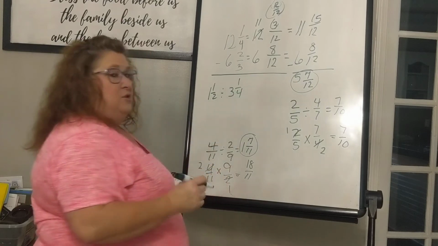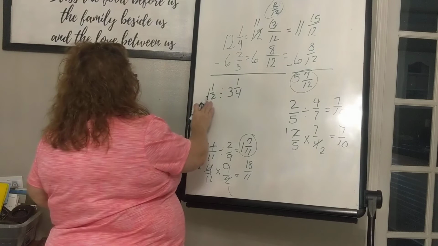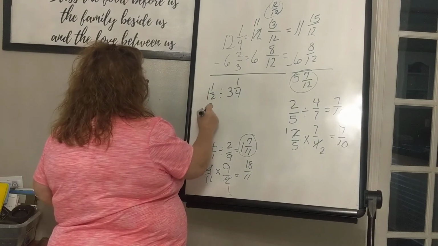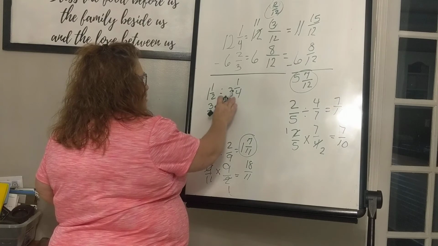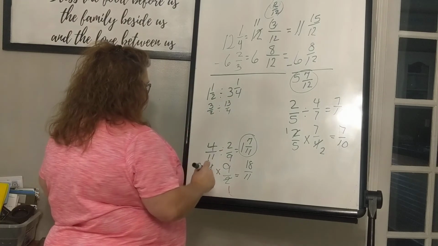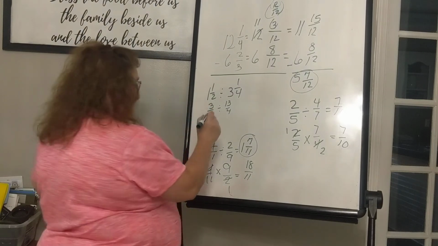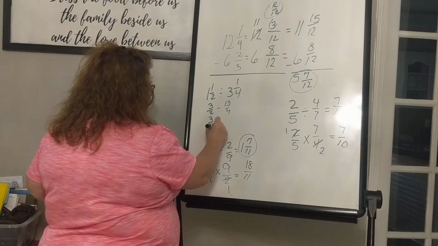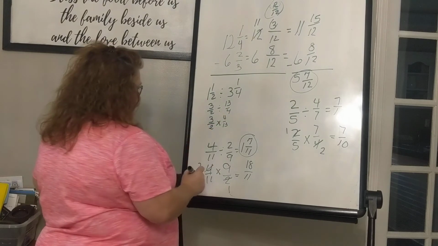So our first thing we have to do is turn our mixed numbers into improper fractions. 1 times 2 is 2 plus 1 is 3. So we have 3/2 divided by 4 times 3 is 12 plus 1 is 13, divided by 13/4. So now we're going to change the sign and flip our second fraction. 3 over 2 times 4 13ths.